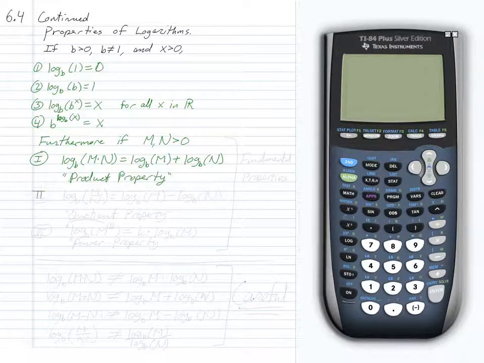Second, we have what's called the quotient property, which says that log base b of the quotient m over n can be written as log base b of m, the numerator, minus log base b of n, the denominator.